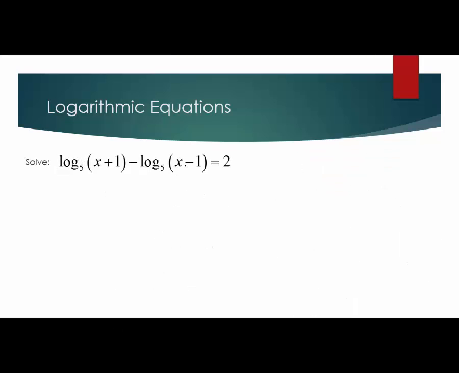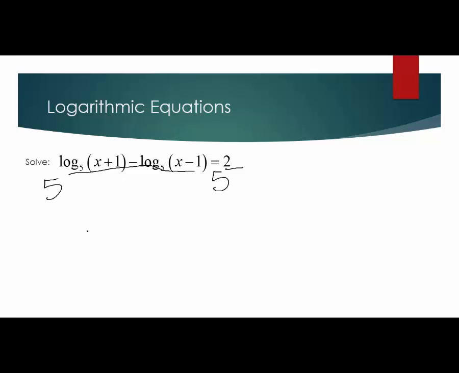Let's try this again. I've got the base 5 logarithm of x plus 1 minus the base 5 logarithm of x minus 1 equals 2. I just want to emphasize this one more time. If I just did a base 5 to this entire quantity and a base 5 over here to this quantity, it's not really helping. I'm kind of stuck. I need this to be in a single logarithm first.